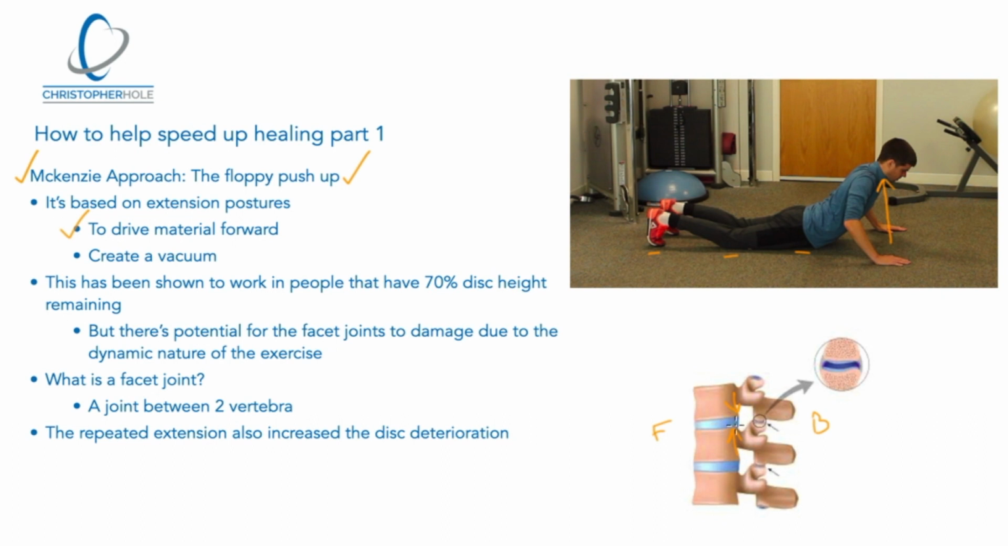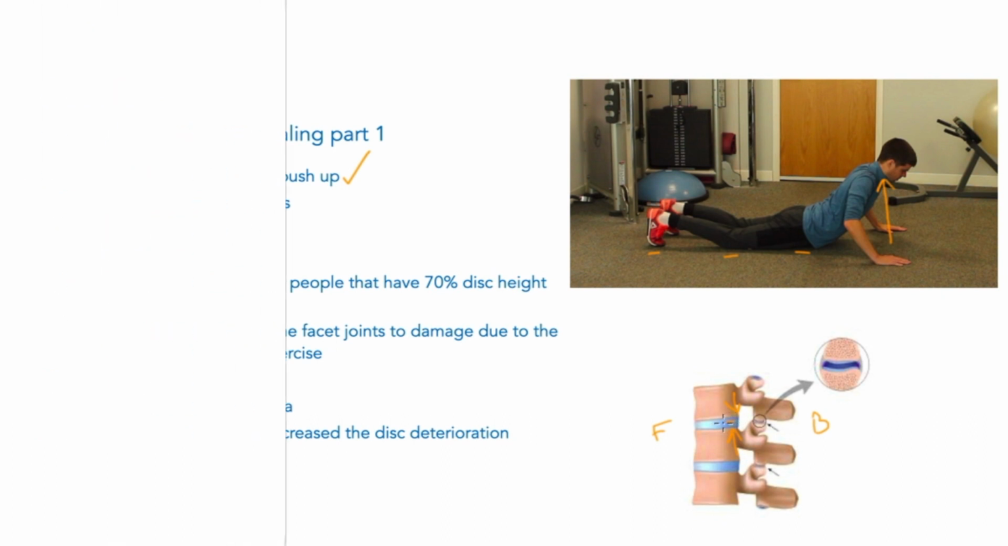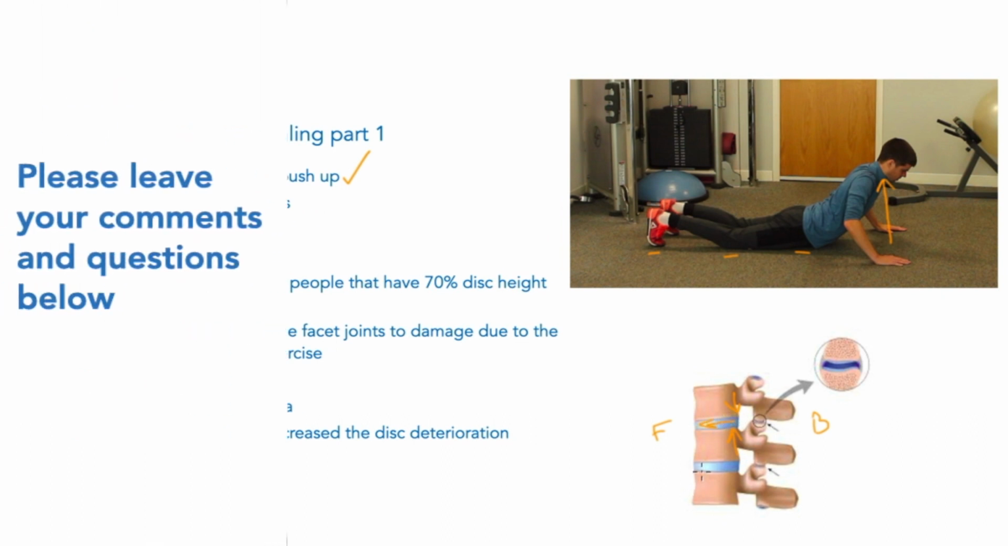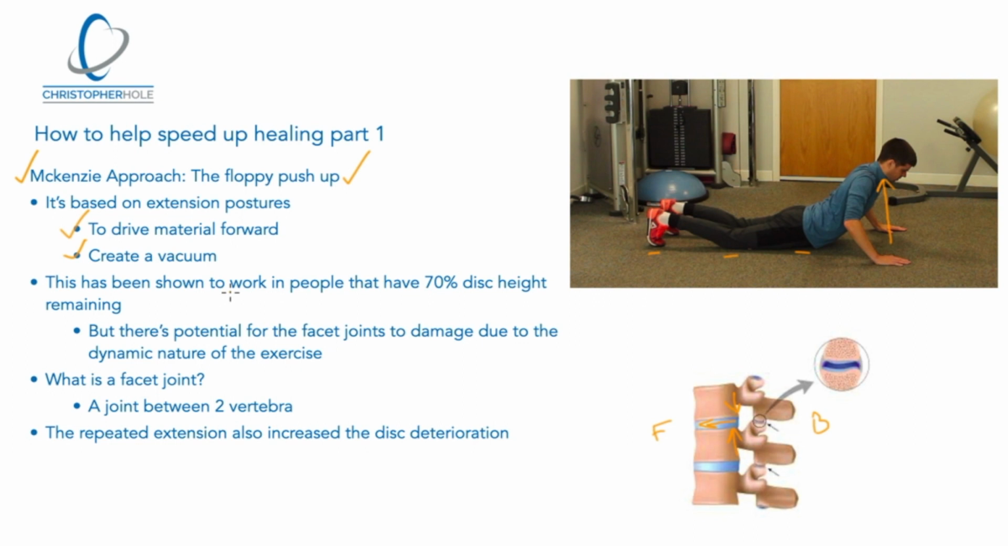So because it's squashing the back, it's driving the material towards the front, or this is the idea as well. And it's creating a vacuum. Now this has been shown to work in people that have 70% of disc height remaining.